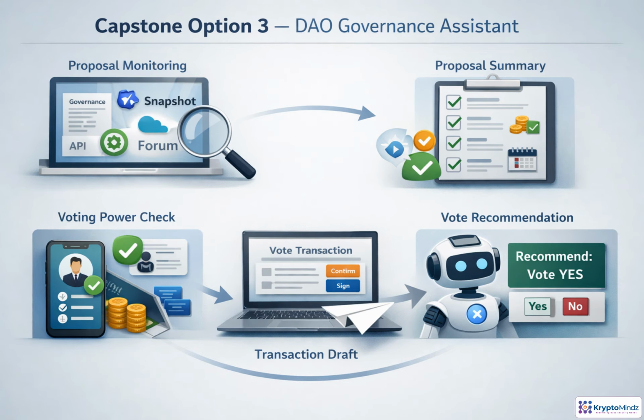A third option is a governance analyst for a DAO member. The agent watches proposal sources, pulls in forum context and snapshot data, and turns messy discussion into a clear decision brief: intent, deadlines, financial impact, risks, and voting choices. It also checks whether the user can vote, including delegation or eligibility. The key design principle is agency. The assistant can recommend and draft, but the human makes the final vote.